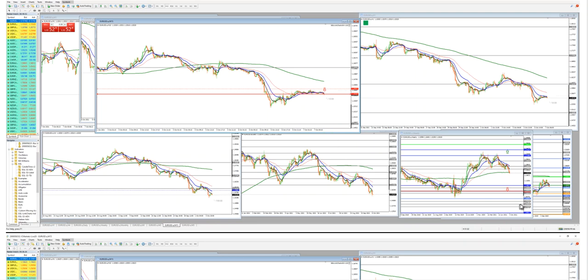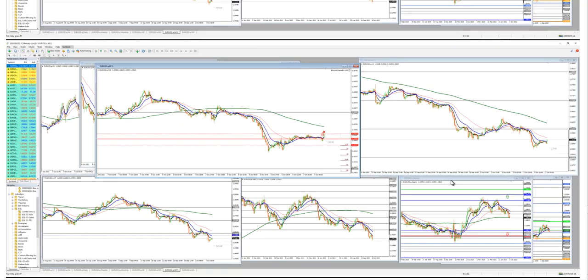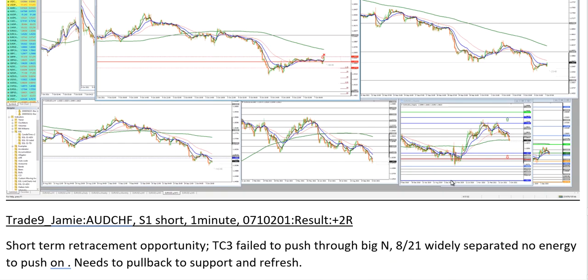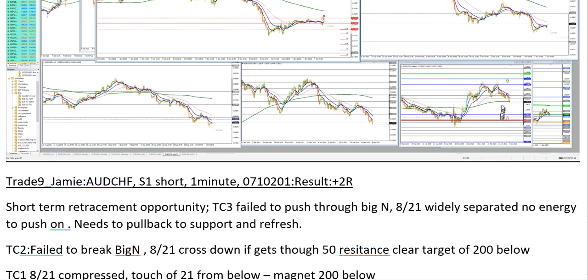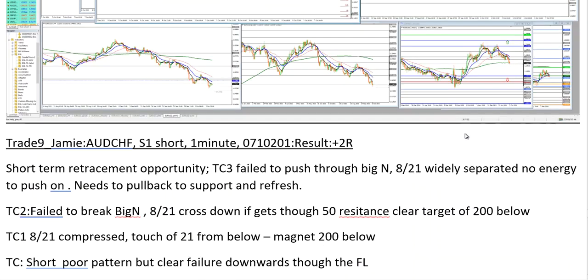Okay, it's basically sitting here at the 200, right? And either it rejects, which is most probable, or it spikes through and goes lower. Here it's already sitting at the 21 as well, and this is a quick stop out. It got rejected from the 200 and the 21. Overextended and sitting at important resistance.